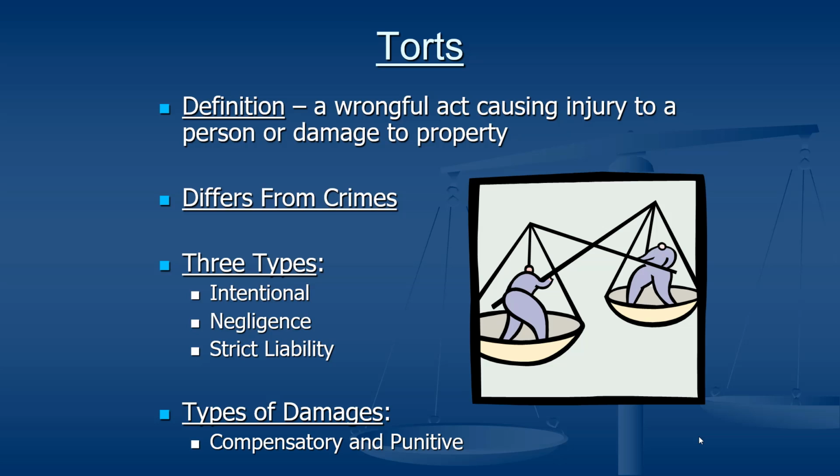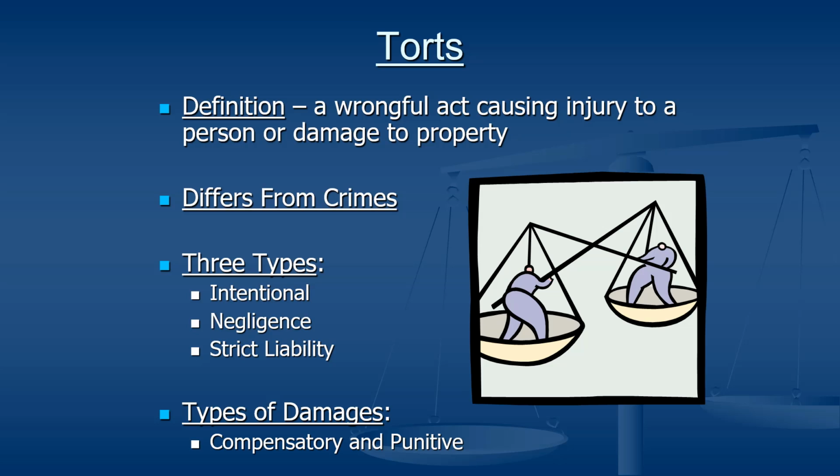Torts are different from criminal law, different from crimes. There are some similarities. For instance, we'll talk about intent. When we discuss intentional torts, we'll talk about assault and battery, and there are crimes of assault and battery. However, crimes and torts are two different things. Torts are a civil cause of action, meaning we're in civil court, we're dealing with the lower burden of proof, a preponderance of the evidence, as opposed to being in criminal court where we have to prove a case beyond a reasonable doubt. There are some similarities, but torts are separate and different from crimes.